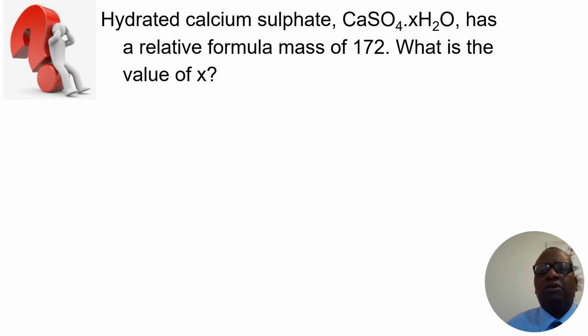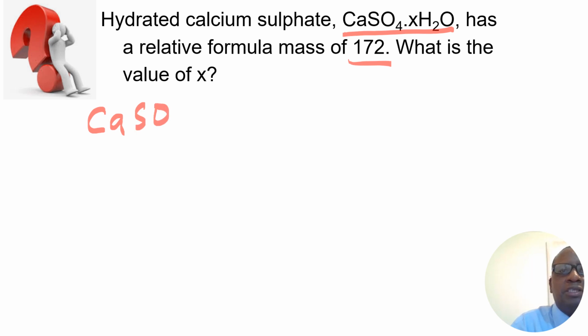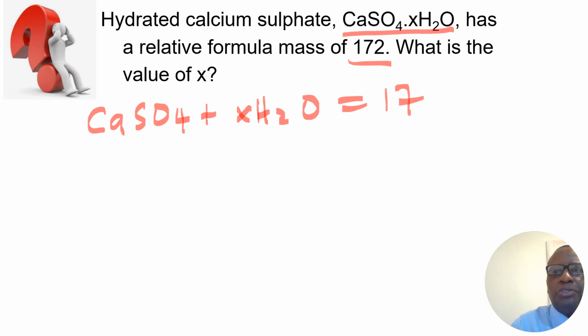Quite often in your exam, you'll get questions like this. Hydrated calcium sulfate has a relative formula mass of 172. What is the value of X? What is the water of crystallization? Okay, here we go. We've got our hydrated calcium sulfate, and we know the Mr. So this is what we do. We say calcium sulfate plus X waters is equal to 172.